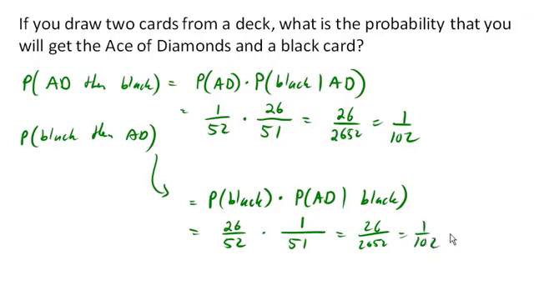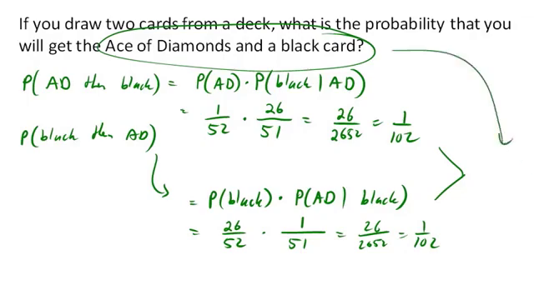These are two different ways that the same result could happen, so we need to add these together. And so the total probability of getting an ace of diamonds and a black card is the sum of those, 2 out of 102, or 1 out of 51.